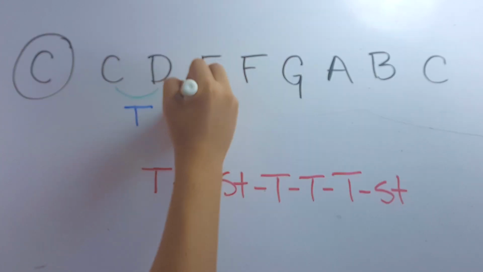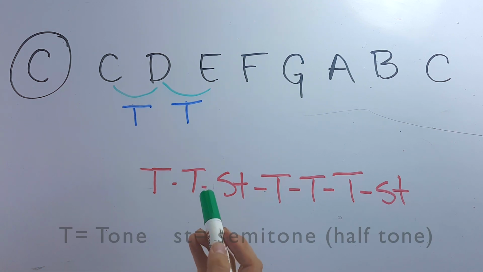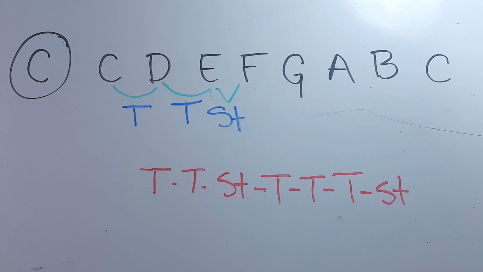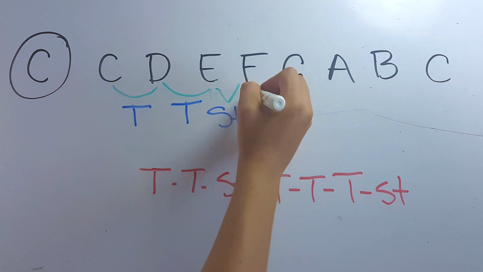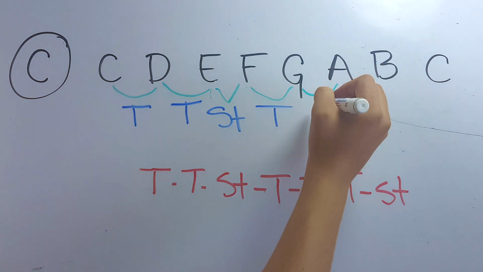Now, from D to E in the chromatic scale, there's a tone, and the formula wants us a tone. Now from E to F in the chromatic scale, there's a half a tone, and the formula wants us a half a tone, so it's correct. Now from F to G, in the chromatic scale, there's a tone, and the formula wants us a tone, so let's write a tone.